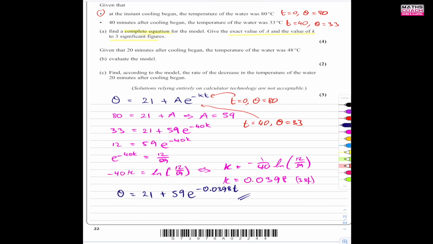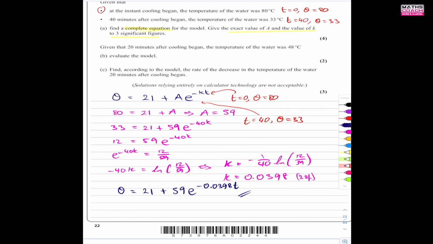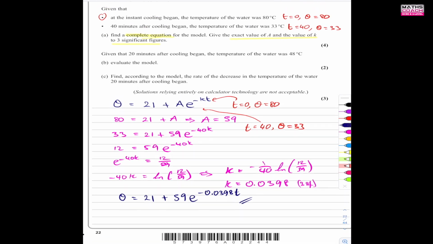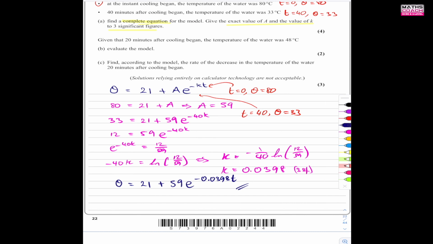Question B. Given that 20 minutes after cooling began, the temperature of the water was 48 degrees Celsius, evaluate the model. So we can see that t is measured in minutes. So for question B, we're going to substitute in t as 20, and we're going to work out what theta is.